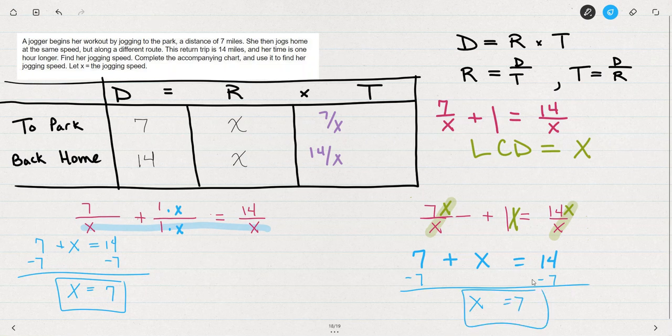So let's go back to the problem and make sure we've answered it. Find her jogging speed. We found that her jogging speed was 7, so we could say, therefore, her jogging speed is 7 what? Miles per hour, right? Because we were measuring in miles, and we're going to use the time in hours. 7 miles per hour. And that wraps up this example.